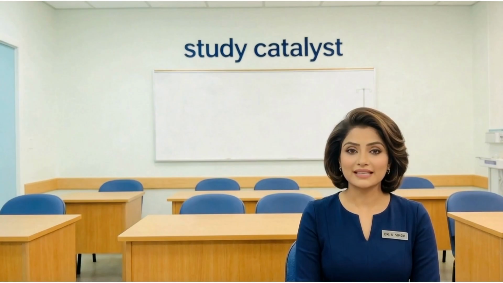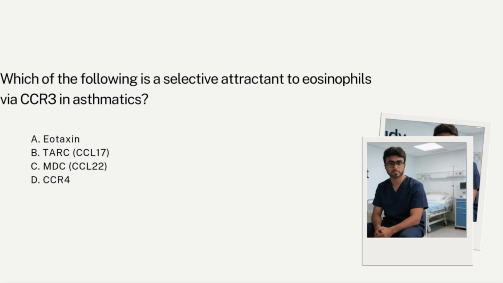Which of the following is a selective attractant to eosinophils via CCR3 in asthmatics? A. Eotaxin. B. TARC, CCL17. C. MDC, CCL22. D. CCR4.